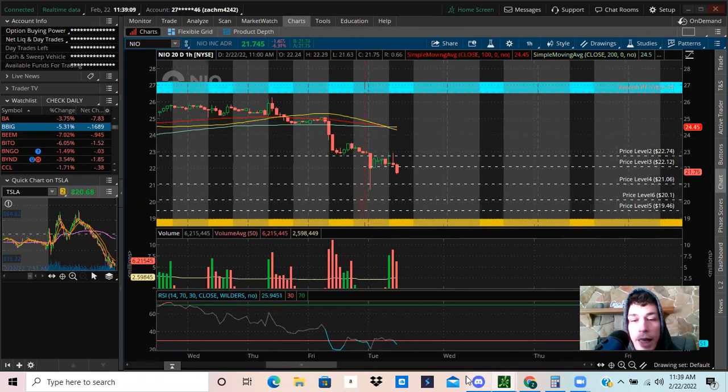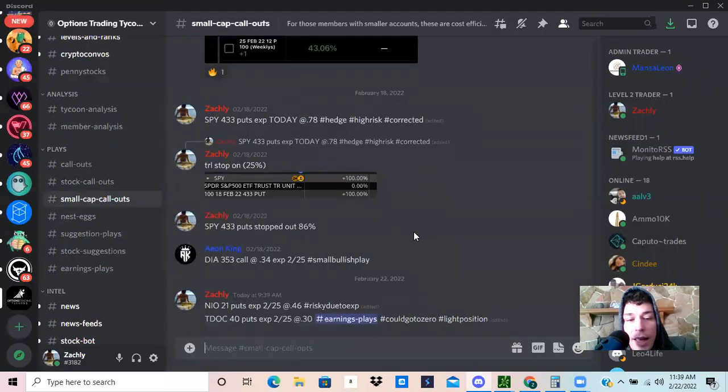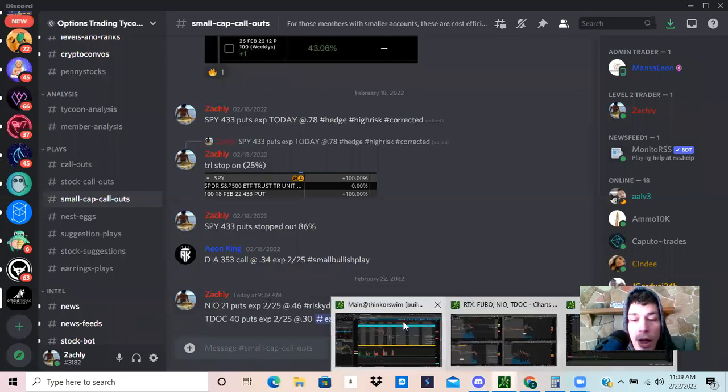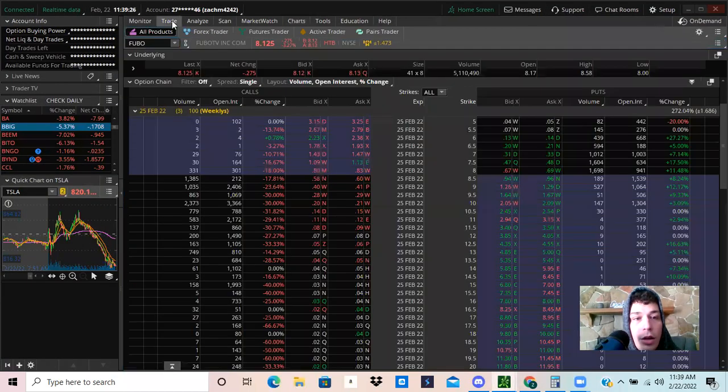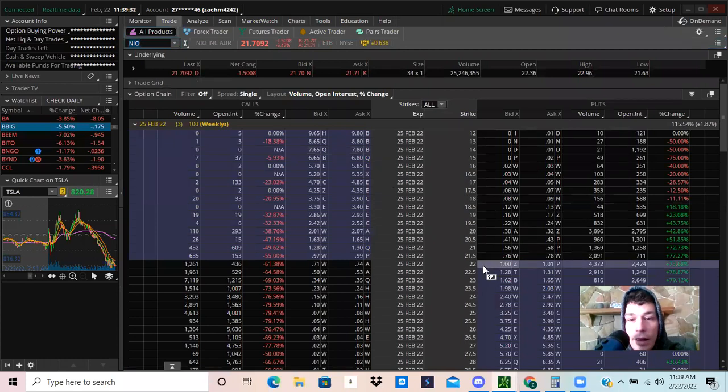We'll take a look in the Discord, in the small cap callouts, that's where this tab was. I put NIO 21 puts, expiration 2/25, at 0.46 at 9:39. We'll take a look at those options for NIO real quick. The 21 puts are currently going for a bid-ask of 57 to 58.